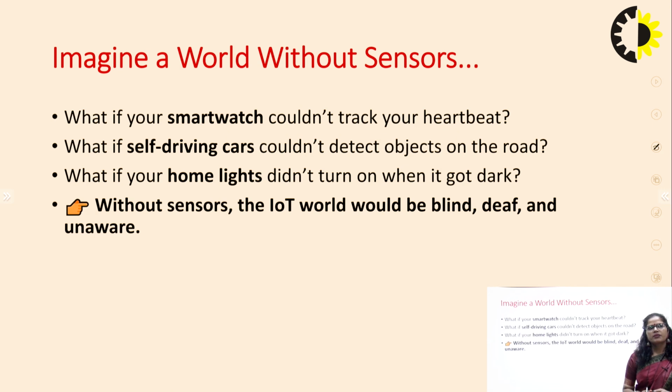Another example is self-driving cars, which can drive without drivers. What would happen if there were no sensors in a self-driving car? How could we detect objects on the road? Just suppose you leave a self-driving car on the road to drive. Then how would it detect objects and where it will stop or not, if we don't have sensors?